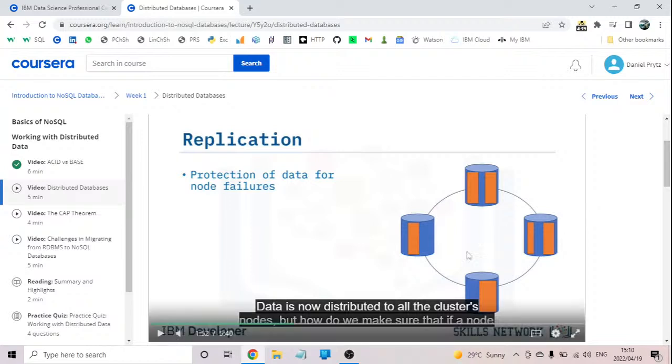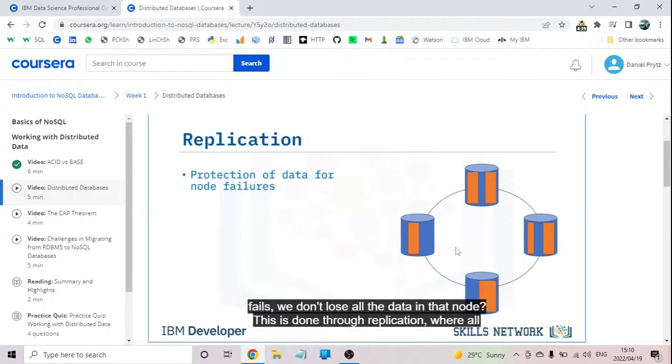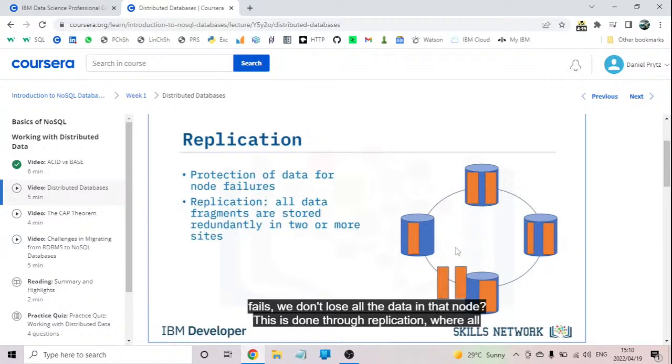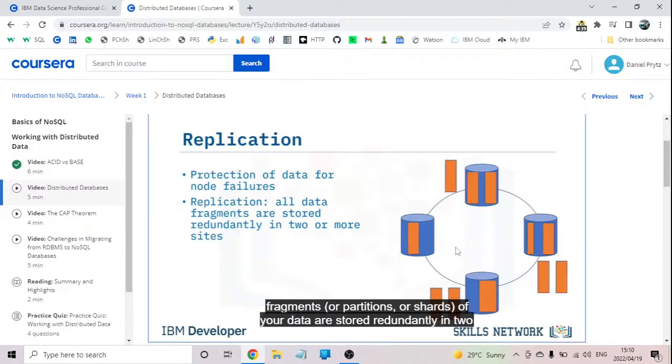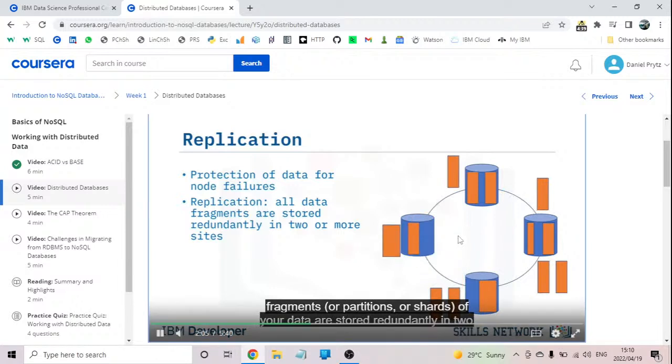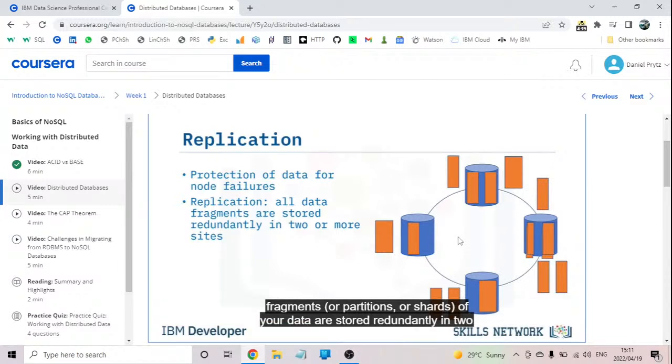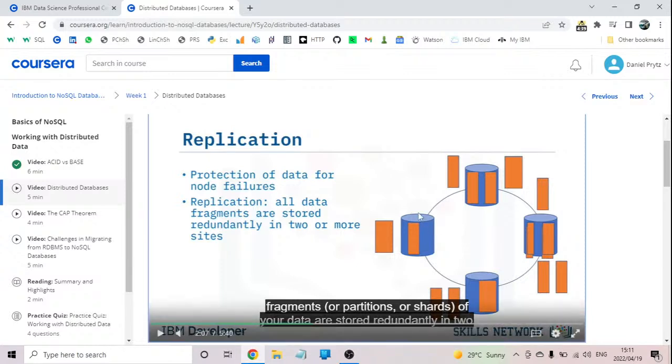Data is now distributed to all the clusters, but how do we make sure that if a node fails, we don't lose all the data in that node? That is done through replication, where all fragments are stored redundantly in 2 or more sites, in replicated partitions. Redundant data.